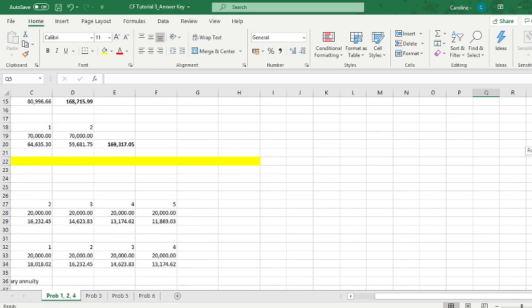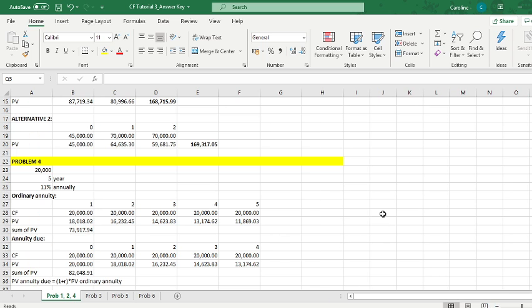Okay, we move to problem 4. This is the cash flow that you're going to receive for 5 years. 5 years is the period you're going to receive this amount of money, and 11% annually is the interest rate, because the interest rate has been stated on an annual basis. You don't need to find the EAR.